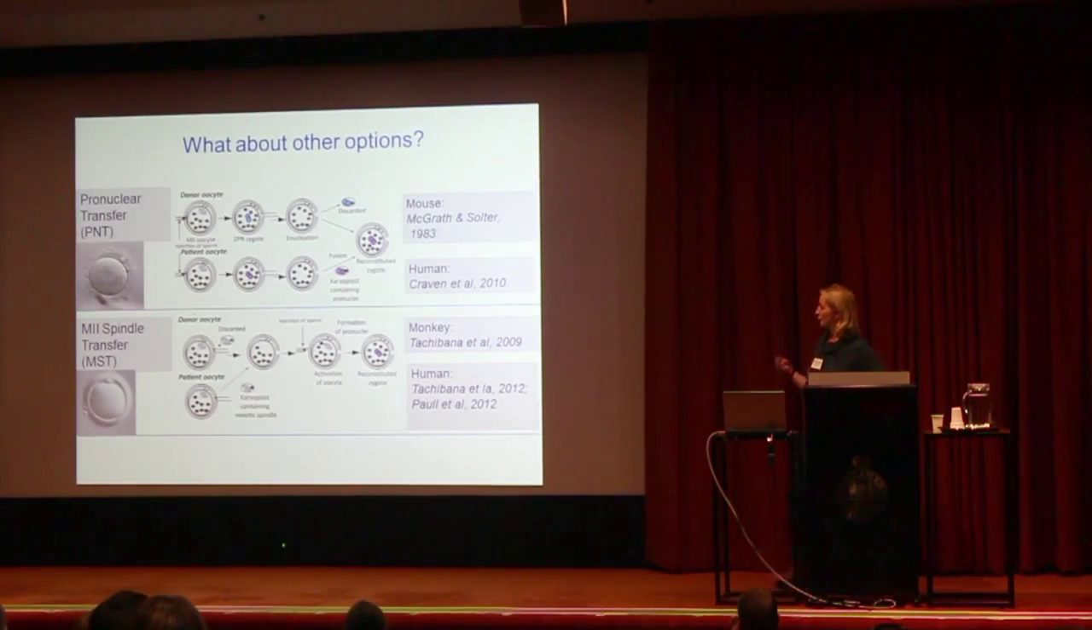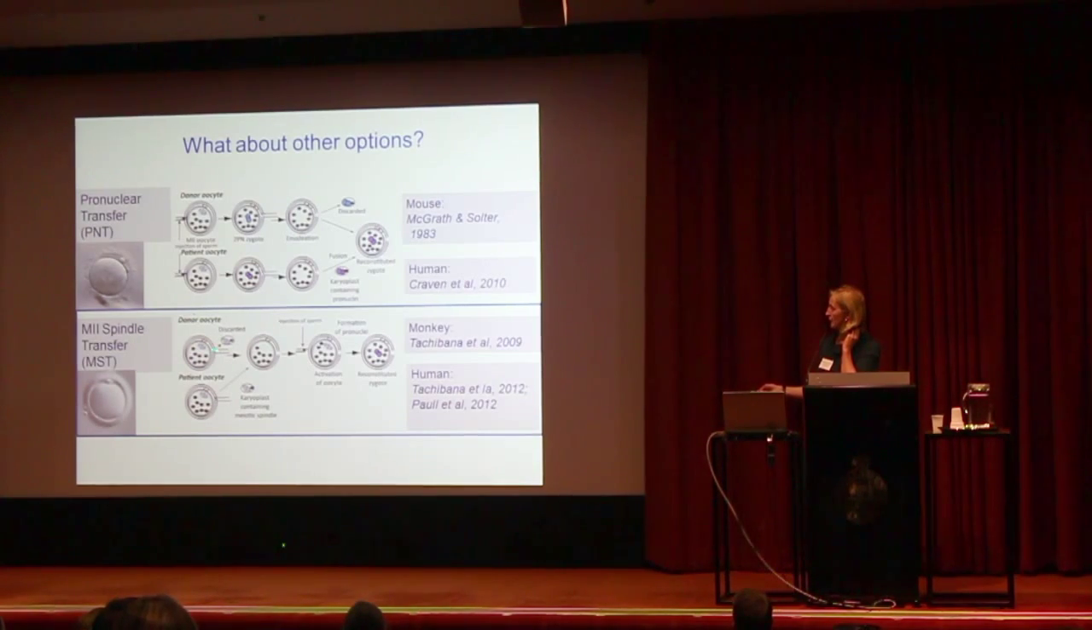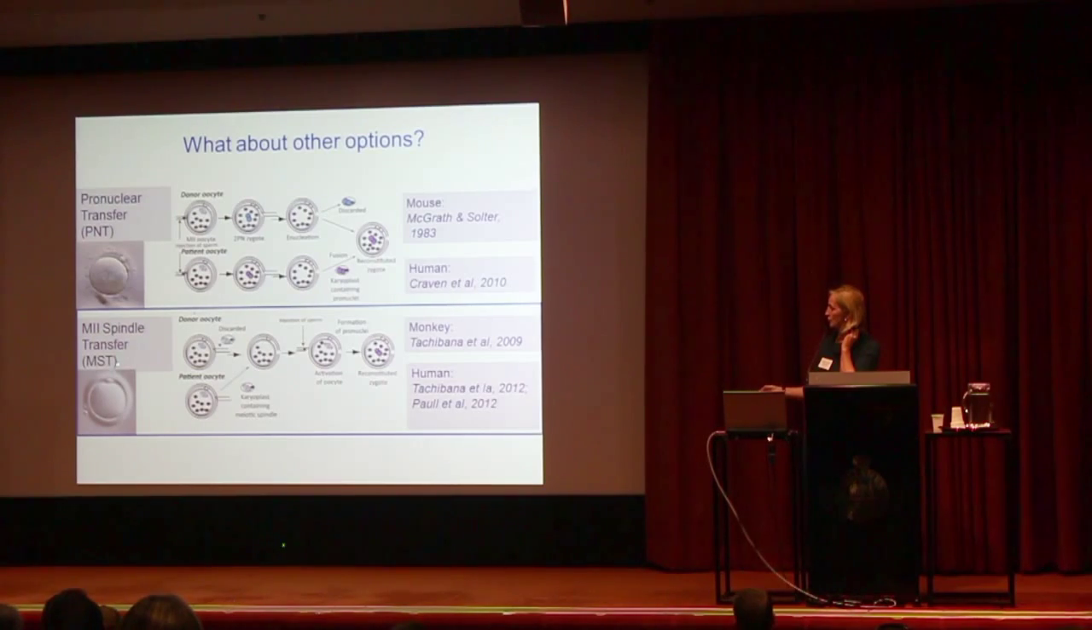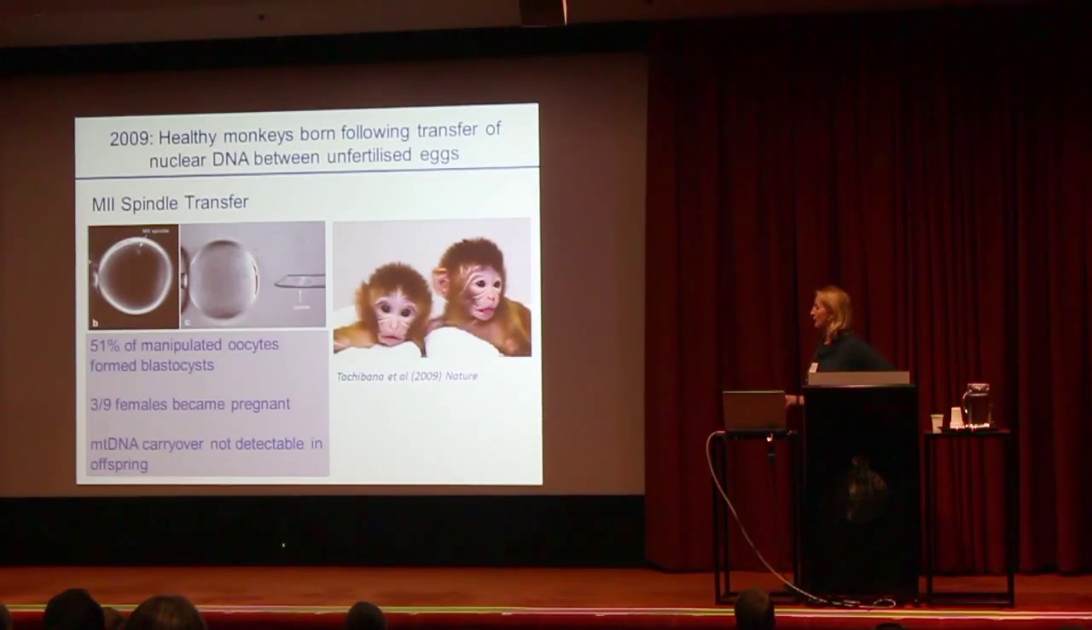And now, that's for pronuclear transfer. So what about the other options? We spoke about doing this procedure before the egg is fertilized by moving this meiotic spindle. This is called Meiosis 2 spindle transfer. This is the second meiotic division that it's waiting to do, and you're transferring the spindle, not the nucleus. As I explained this earlier, I'm just going to tell you where we're up to with that, and this comes mainly from a group in Oregon.